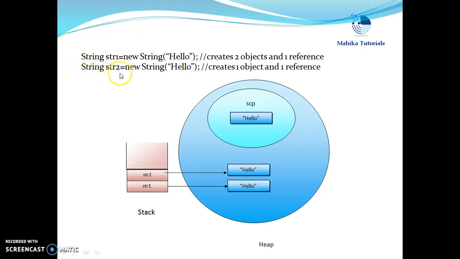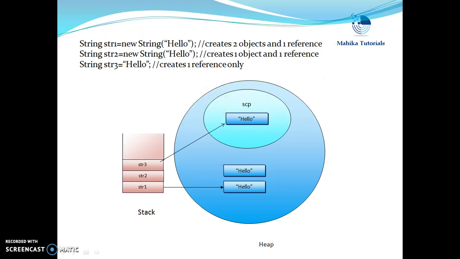Whenever you use the new keyword for creating any string, one object for sure will be created in the non-pool area, and thereafter JVM will search for the same object in SCP. If it is already there, then no copy will be created in SCP. But if it is not there, then a copy will be created in SCP as well.